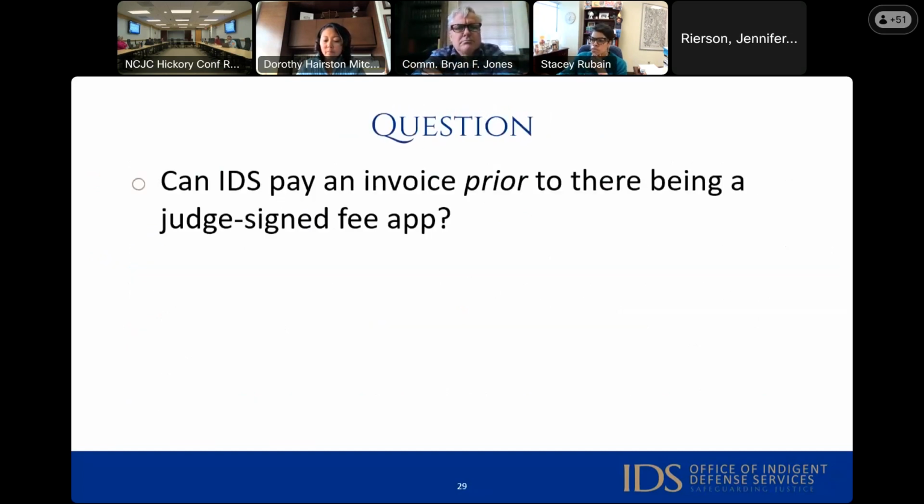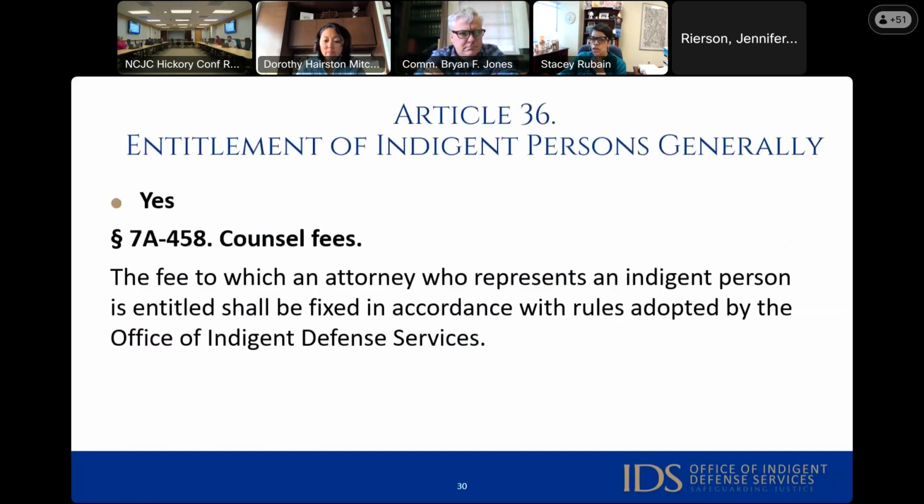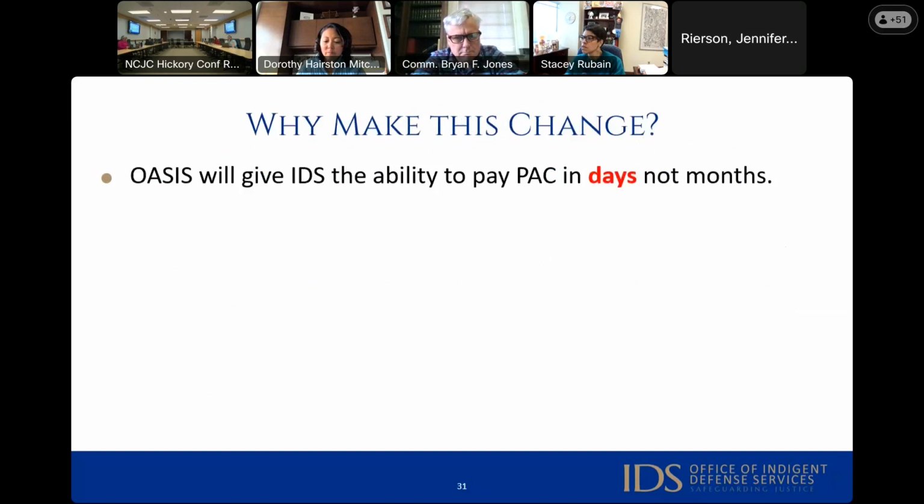Finally, can IDS pay an invoice prior to there being a judge-signed fee app? The answer is yes. IDS has the statutory authority under 7A-458, which holds that the fee to which an attorney who represents an indigent person is entitled shall be fixed in accordance with rules adopted by the Office of Indigent Defense Services. There's also years of precedent here. IDS has been setting the fees directly in capital and appellate cases for years, and we have also been doing this with the contractor system. OASIS will give IDS the ability to pay PAC in days instead of months.